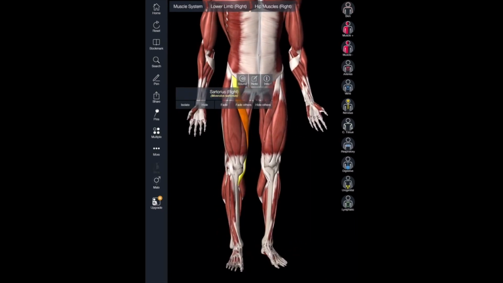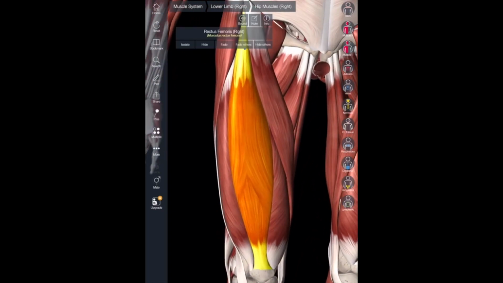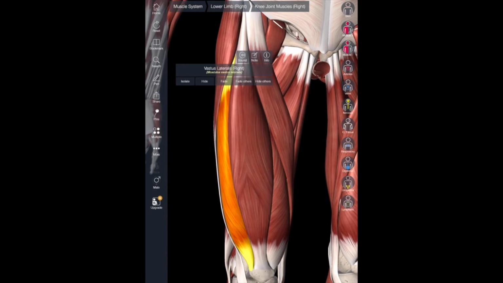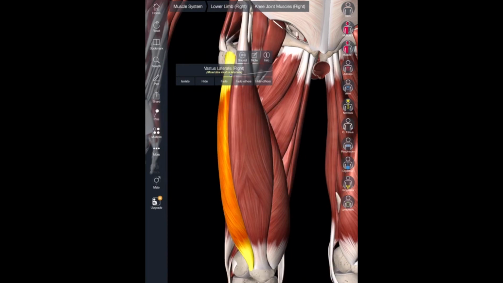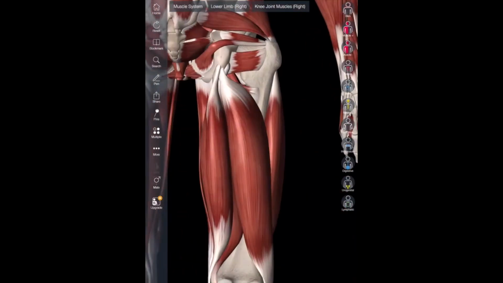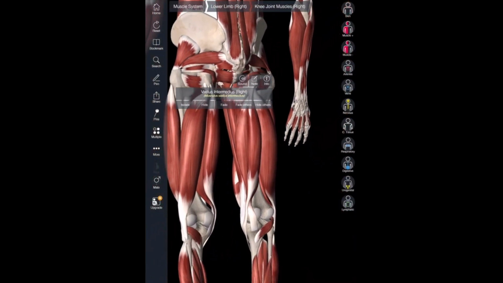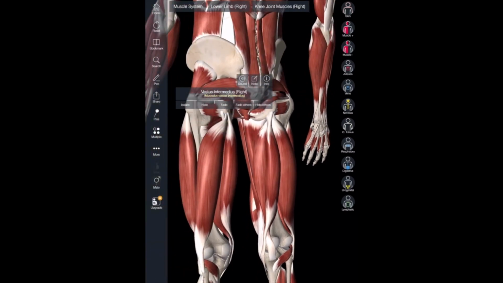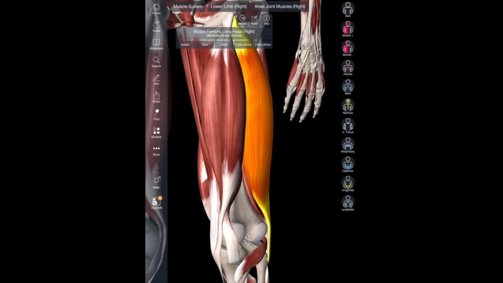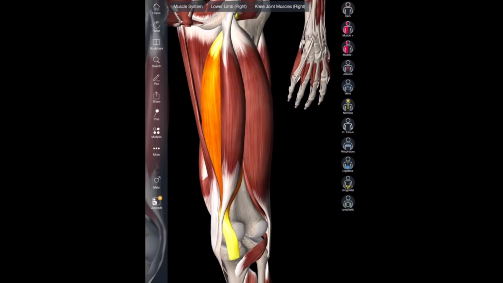Let's look at the quads while we're here. Rectus femoris, vastus medialis, vastus lateralis, and vastus intermedius. Those are the quads. Let's look at the hamstrings. So hamstrings, we have biceps femoris, we have semitendinosus, semimembranosus.